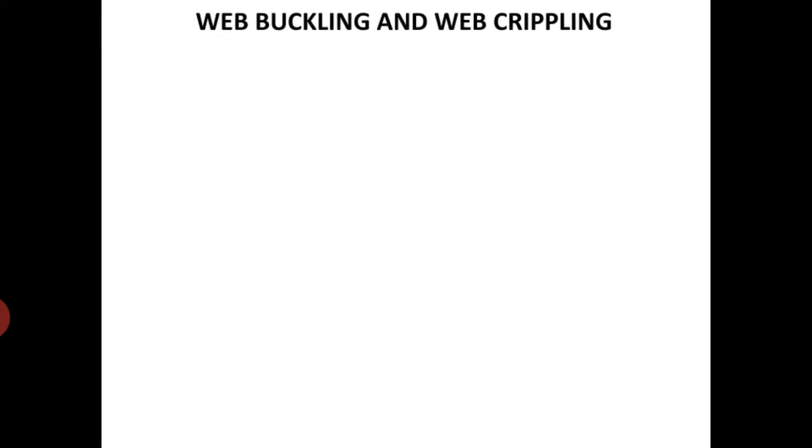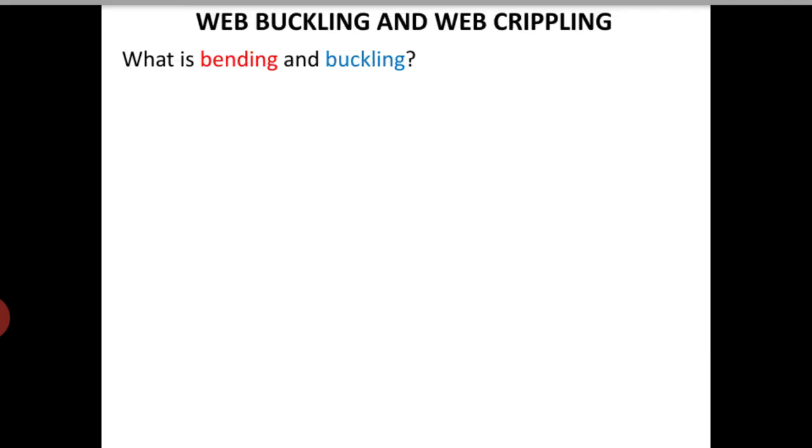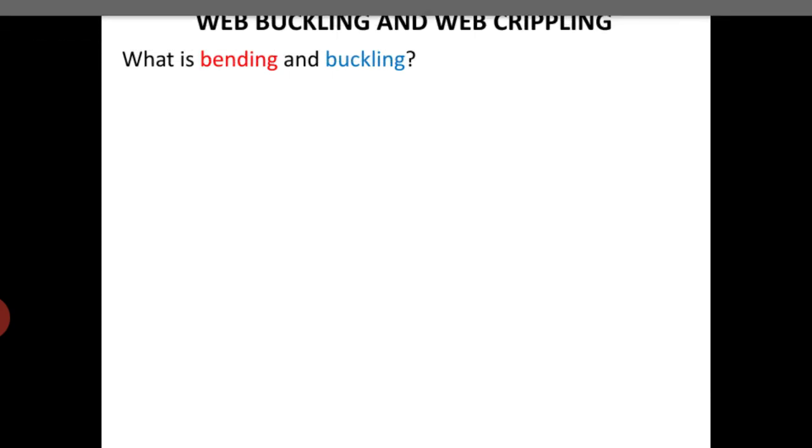The next is very important, web buckling and web crippling. So what do you mean by web buckling and web crippling? Before discussing web buckling and web crippling, try to understand what you mean by bending and buckling. Bending is different and buckling is different. Both are not the same. So what do you mean by bending?